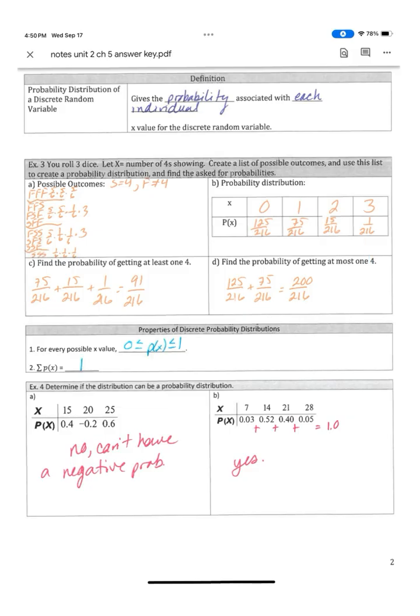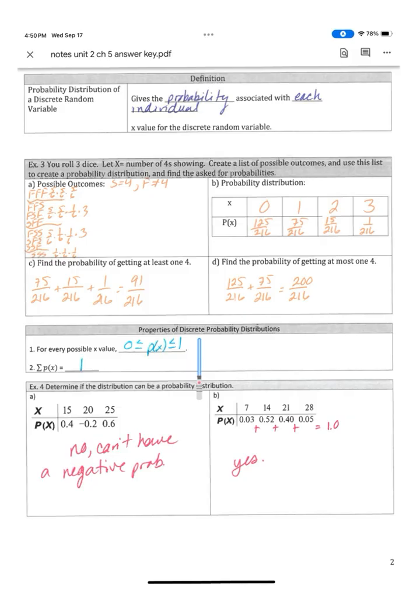So pretty small probability. Now find the probability of getting at least 1 4. Well, that would be, I could have 1 4, 2 4s, or 3 4s. So all I have to do is add those 3 probabilities together, and I get 91 out of 216. Or find the probability of getting at most 1 4. That would be 0 4s or 1 4. So I just add those 2 probabilities together and get 200 out of 216.